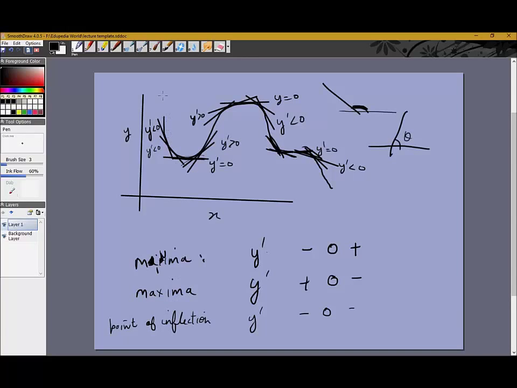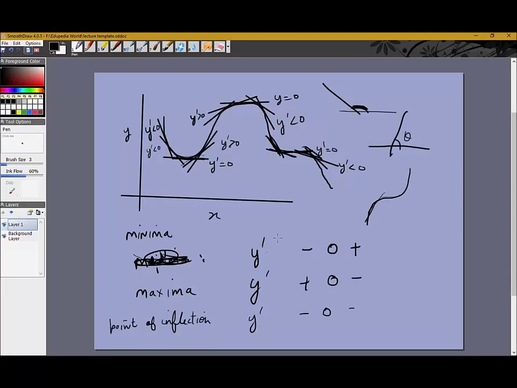Right. So in a maxima, the derivative goes from negative to 0 to positive. Sorry, in a minima, I apologize. Once again. In a minima, the derivative goes from negative to 0 to positive. For a maxima, the derivative goes from positive to 0 to negative. And for a point of inflection, it goes from negative to negative, or it can go from positive to positive, like in this case.